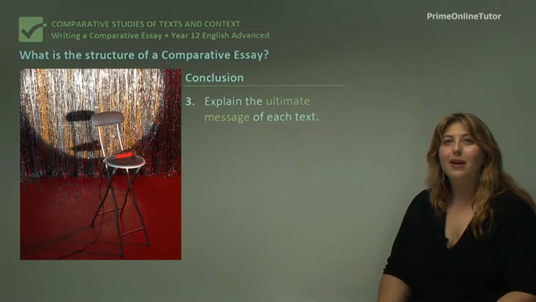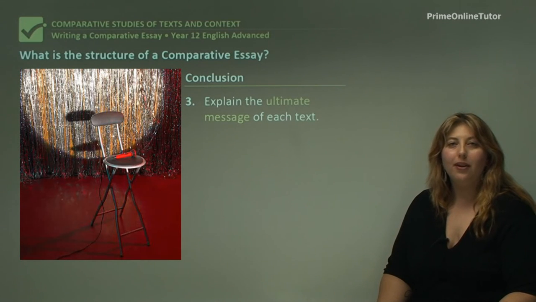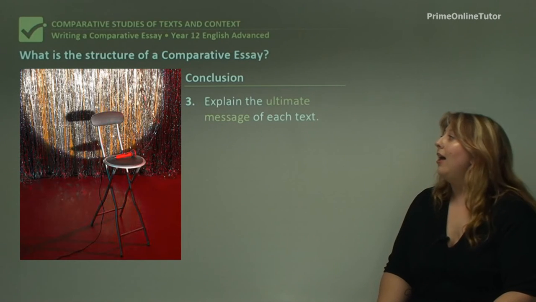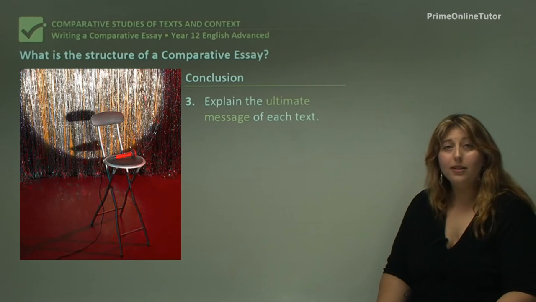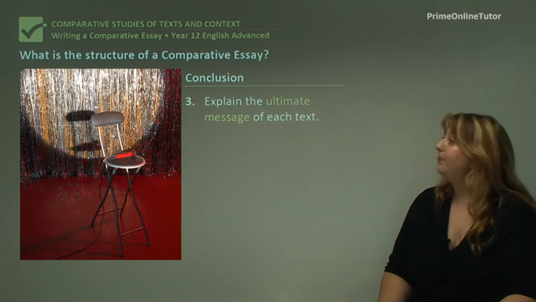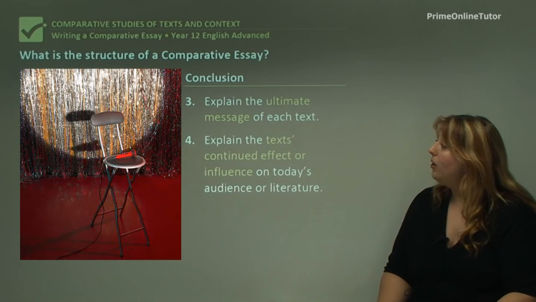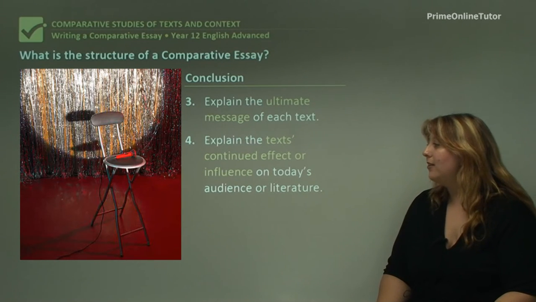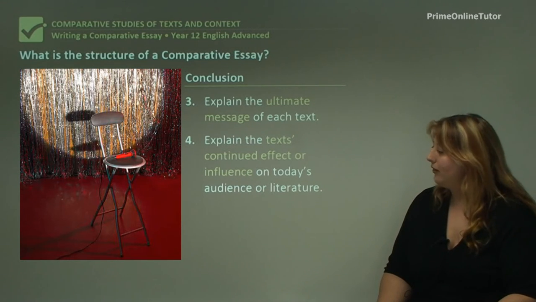So in this case, for Frankenstein and Blade Runner, it might be that it's really important to consider what makes humans human. In something like Donne and Wit, it might be that it's important to consider suffering and the meaning that may come out of it. You also should explain the text's continued effect and influence on today's audience or literature.